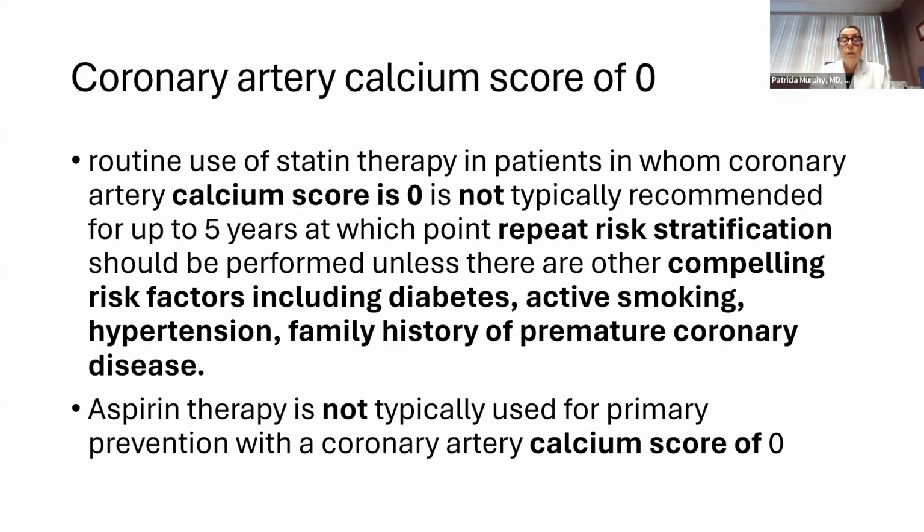If your score is 0 and you don't elect to take medication in collaboration with your doctor, and you don't have other reasons to do so, repeating the risk stratification should be performed, unless there are other compelling risk factors, including diabetes, active cigarette smoking, hypertension, or a family history of premature coronary disease. And that's where the conversation comes in. Some people absolutely don't want to take medicines. Some people are so anxious about their family history that they'd like to take something, even though they're reassured by their 0 score. So there's no one size fits all for this advice. But again, aspirin therapy is typically not used for primary prevention, which means preventing a heart attack before it happens, with a coronary artery calcium score of 0.